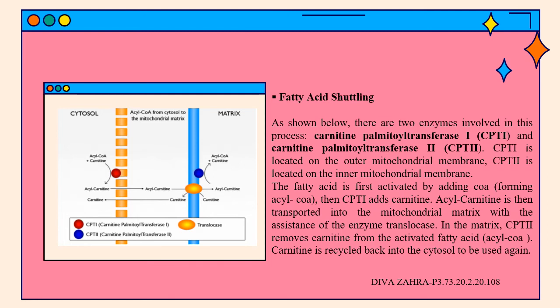The fatty acid is first activated by adding CoA, forming acyl-CoA. Then CPT1 adds carnitine. Acyl-carnitine is then transported into the mitochondrial matrix with the assistance of the enzyme translocase. In the matrix, CPT2 removes carnitine from the activated fatty acids. Carnitine is recycled back into the cytosol to be used again.